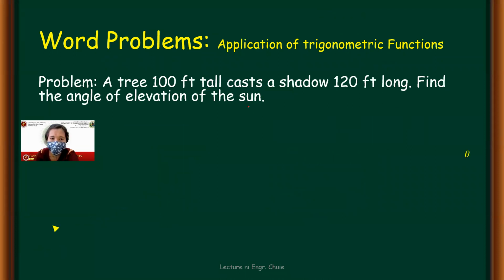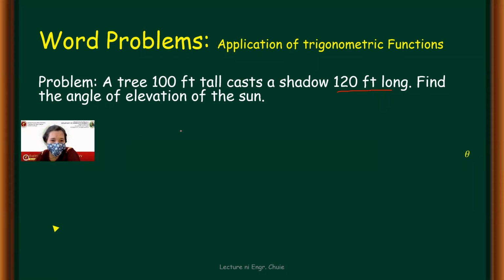Okay, let's go to the second problem. So, we have a tree, 100 feet tall, yung kataas ng kahoy, cast a shadow of 120 feet. Find the angle of elevation of the sun. So, can you picture out the situation? May kahoy, may mataas na kahoy, may araw, and then may shadow ang tree. So, the question is, what is the elevation of the sun?